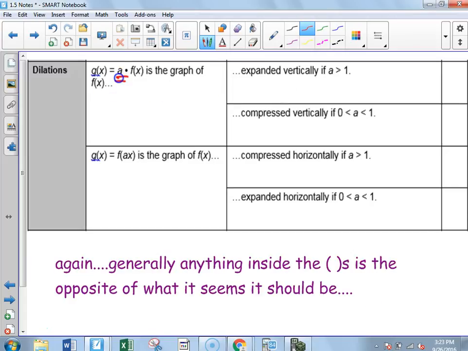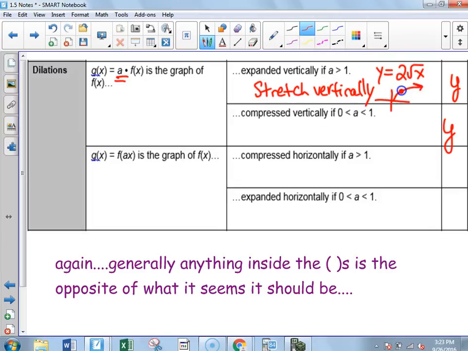When you have a number out here, it is multiplying on the y. If it's greater than 1, it's expanded vertically, so it's stretched up. Like y equals 2 square roots of x would go up, instead of to (1, 1), it would go up to (1, 2). If you have a number less than 1, it will shrink it vertically.